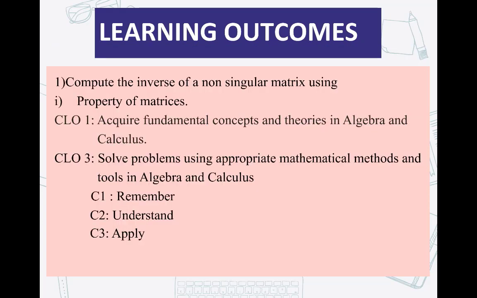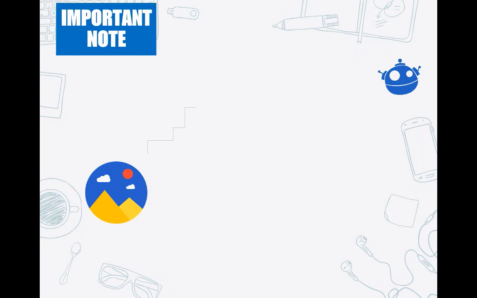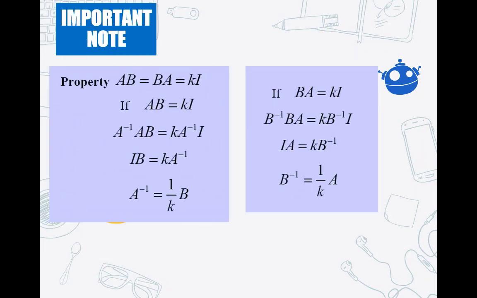In this video, we are going to learn how to compute inverse using property of matrices. In our previous video, we already learned how to compute inverse using adjoint. Today, we will be learning properties. Now, if we multiply two matrices A and B and we get an identity matrix multiplied by a scalar, let's say A multiply B is KI, we can find inverse. We can only find inverse when we get identity. The product must be in the form of identity.